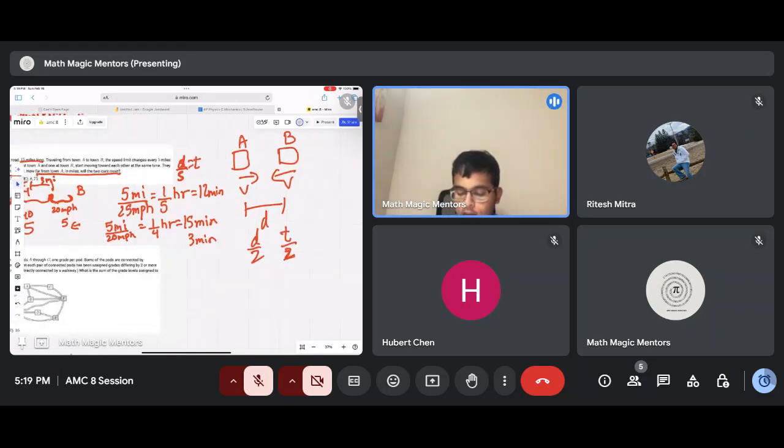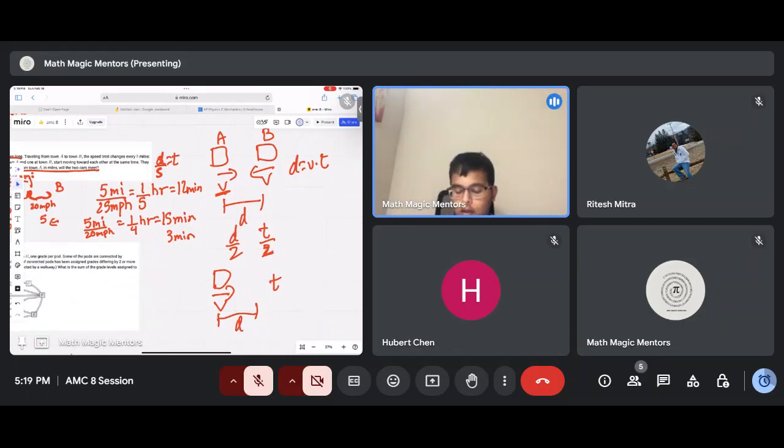So let's say V here has moved the distance D. Because we know that distance equals V times time, right? So let's say if A was just to travel with speed V over the whole distance D, that would take him T seconds, right?